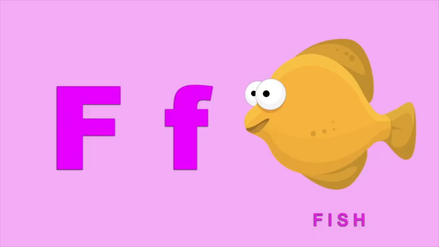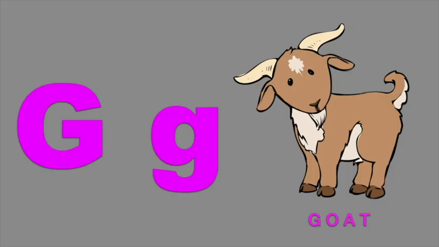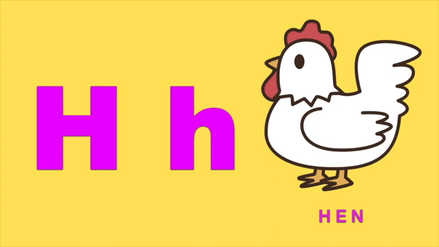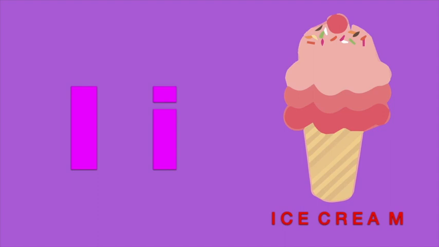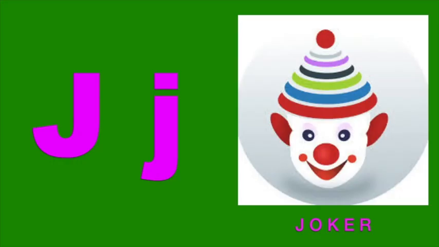F for fish. G for goat. H for hen. I for ice cream. J for joker.